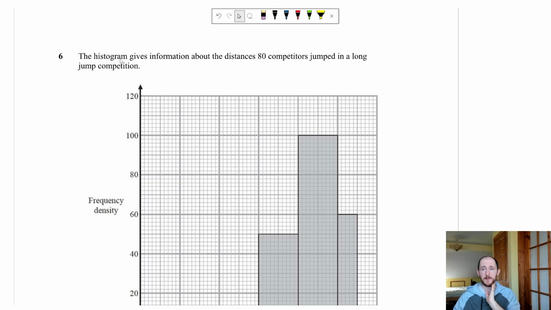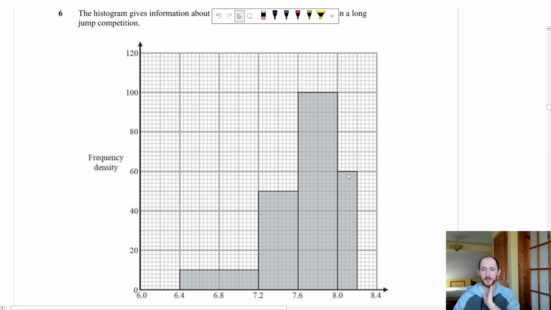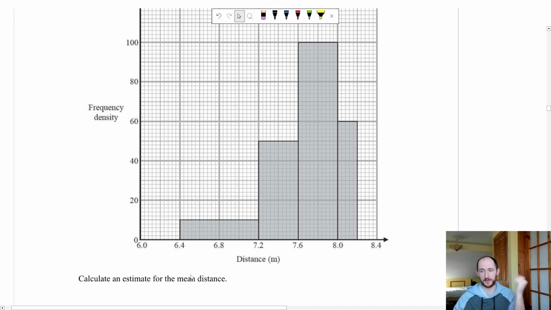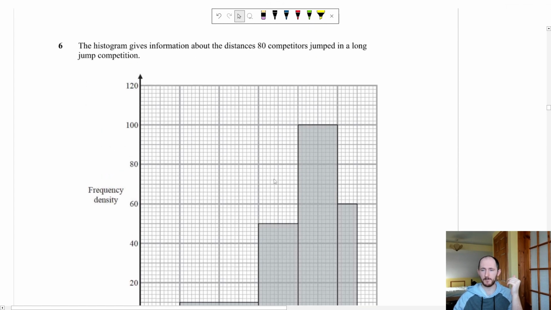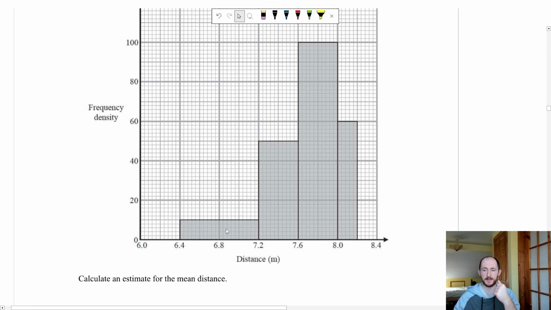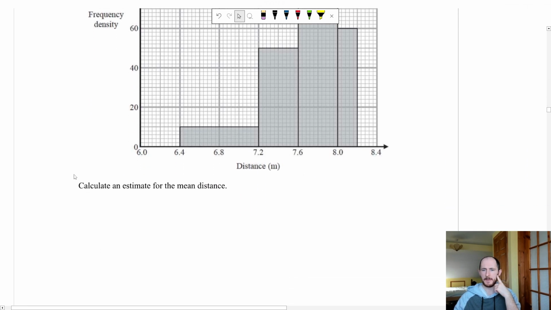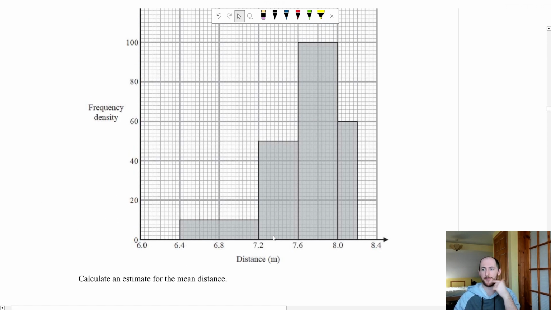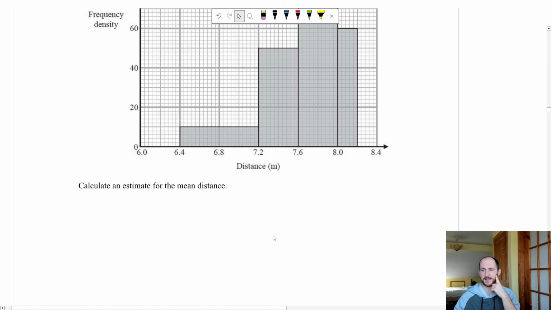Here we have a histogram. It gives information about the distances 80 competitors jumped in a long jump competition, and everything's here. Cool. Well, at least it looks like everything's here. How will I check? I'll have to find the number in each bar, add it up and see if it adds up to 80 to know. This is calculating an estimate for the mean. Okay, so this is a bit tedious, but that is fine.